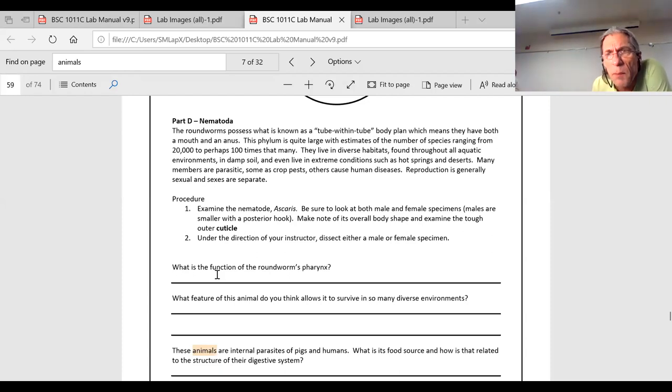Now we're going to dissect a male and a female. Yeah, there you go. It works, right? The function of the roundworm's pharynx, just like the same thing that we saw in the flukeworm, is that's where the food goes in. They do have a mouth and an anus this time, so these guys have both.